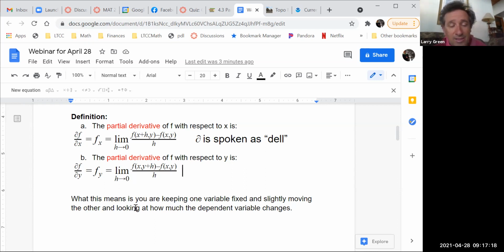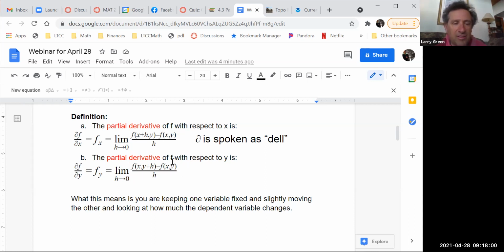Okay, and what this means is you're keeping one variable fixed and slightly moving the other and looking at how much the dependent variable changes in a ratio to how much the independent variable changes. It's really the same idea as the derivative of one variable, but now you're saying we're just going to hold the other variable fixed. So if you do del f over del x, we're going to hold y fixed. We're going to pretend it's not even a variable. We're not going to move it. And we're going to look at what the derivative is as you move x.